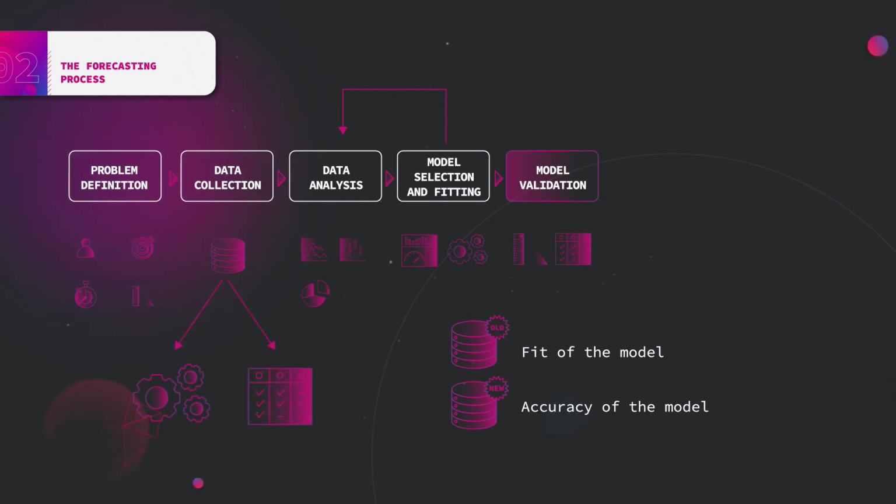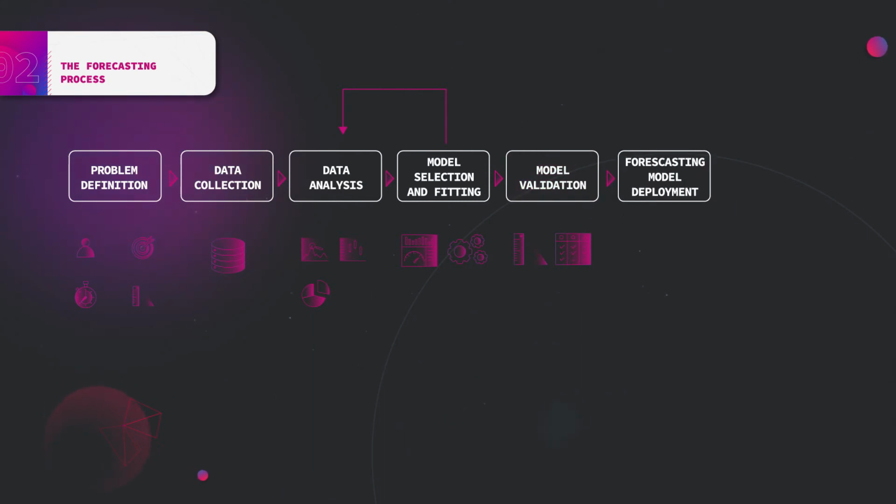A widely used method for validating a forecasting model before it's turned over to the customer is to employ some form of data splitting, where the data are divided into two parts, a fitting part and a forecasting part. The next two steps of the forecasting process are model deployment and monitoring forecasting model performance.